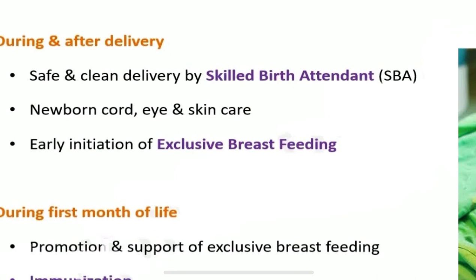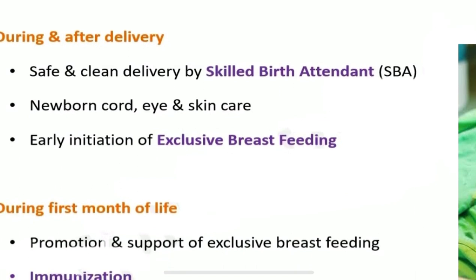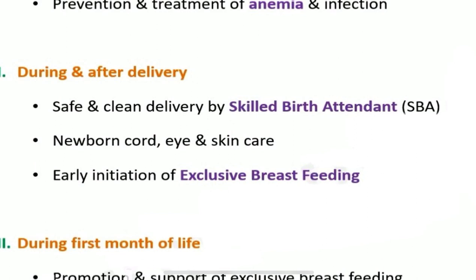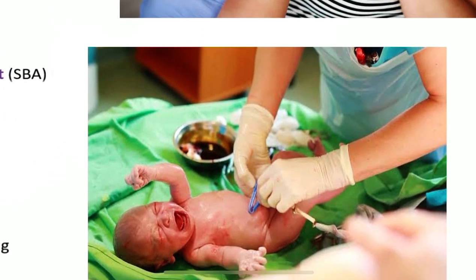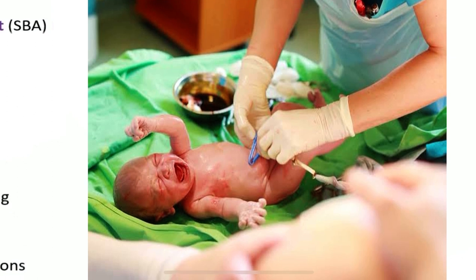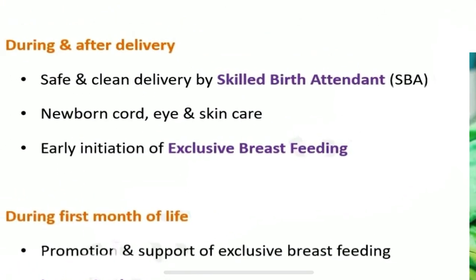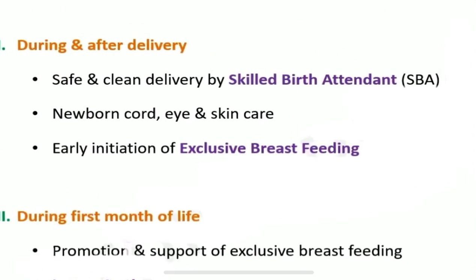Next, let us see what's happening during and after delivery. So during and after delivery, safe and clean delivery has to be done. Okay, the safe and clean delivery has to be done by the skilled birth attendant. So you can see that the skilled birth attendant has to perform the safe and clean delivery. And you have to make sure that newborn cord, eye and skin care is taken care of. The cord has to be cleanly cut using a sterilized scissor, or the equipment.